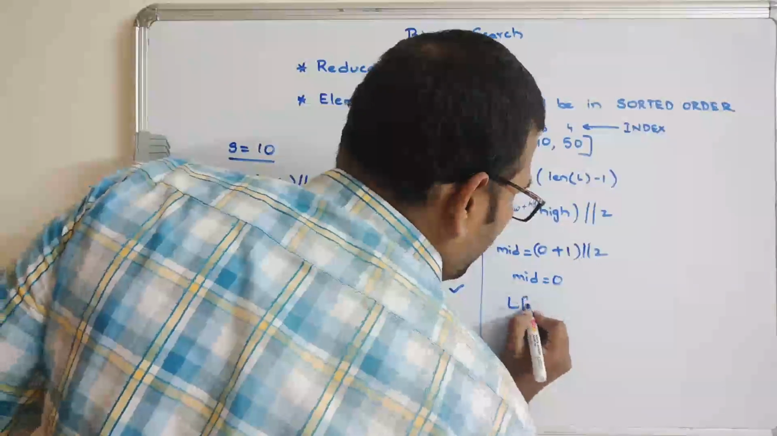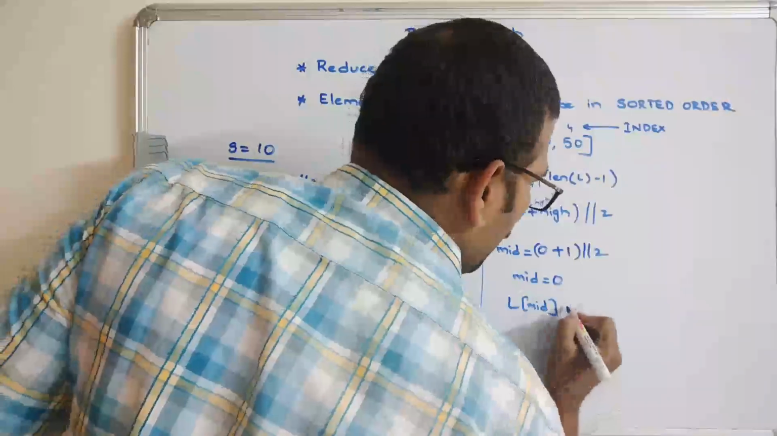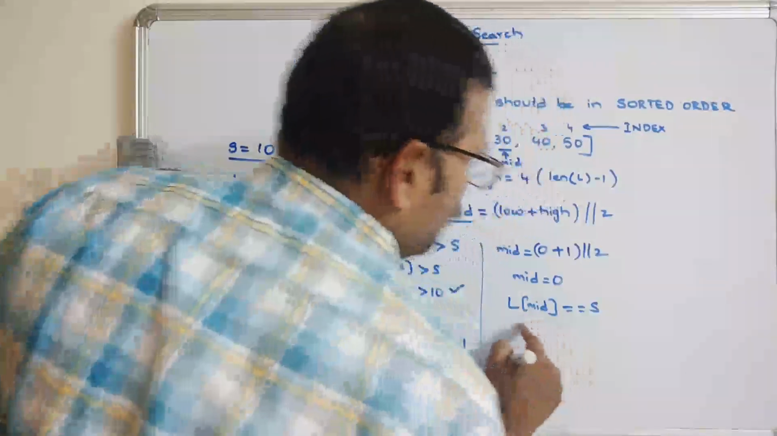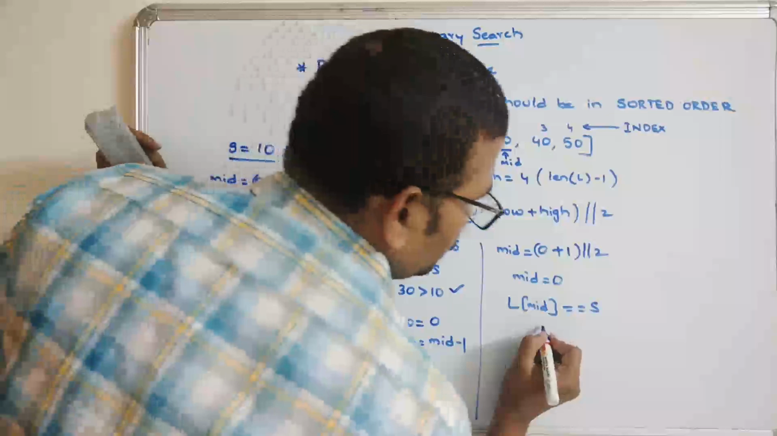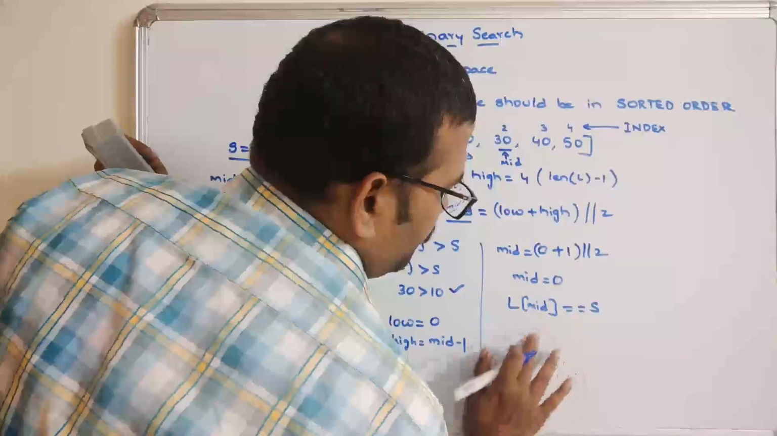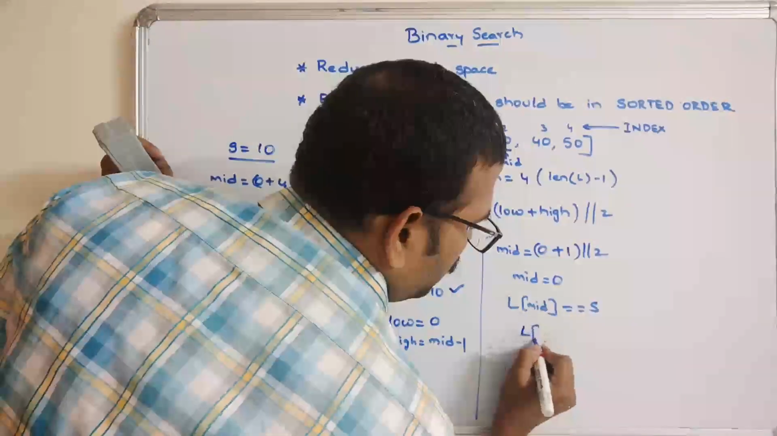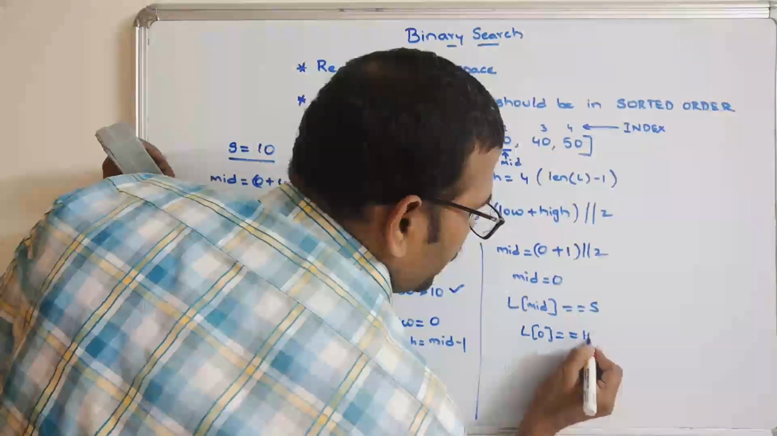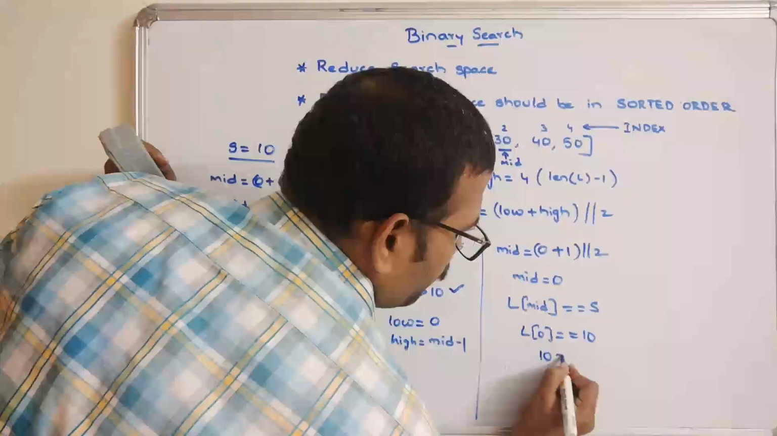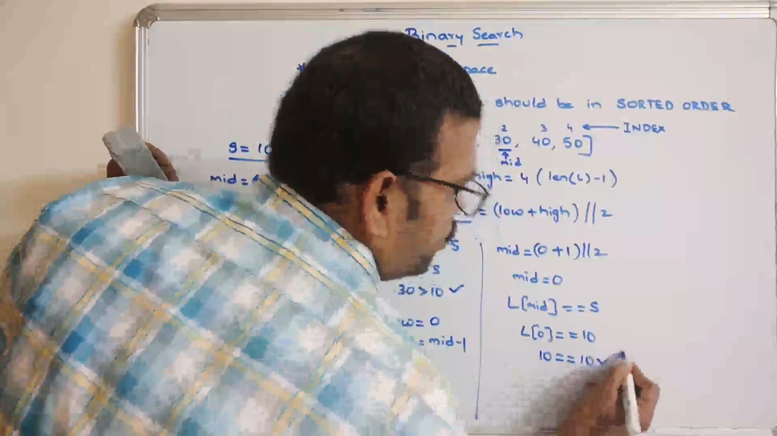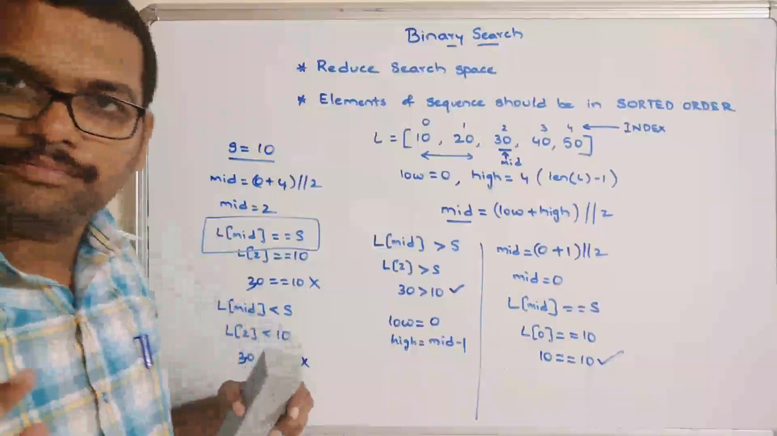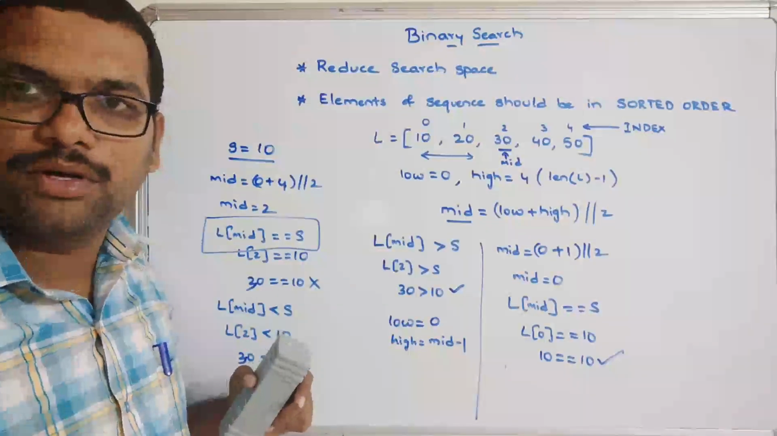So L of mid, again compare the three conditions. What is L of mid? Mid is 0. L of 0 is equal to 10. So 10 is equal to 10. So true, automatically the search element is found.